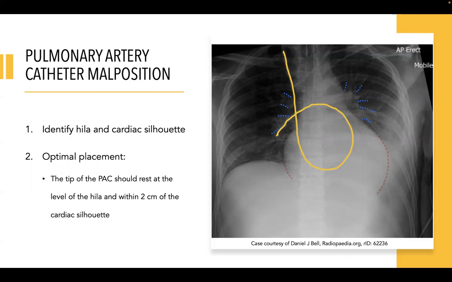While the pulmonary artery catheter does rest at the level of the hila, the tip of the catheter is obviously outside of the cardiac silhouette. The provider should withdraw the pulmonary artery catheter a few centimeters for optimal placement.